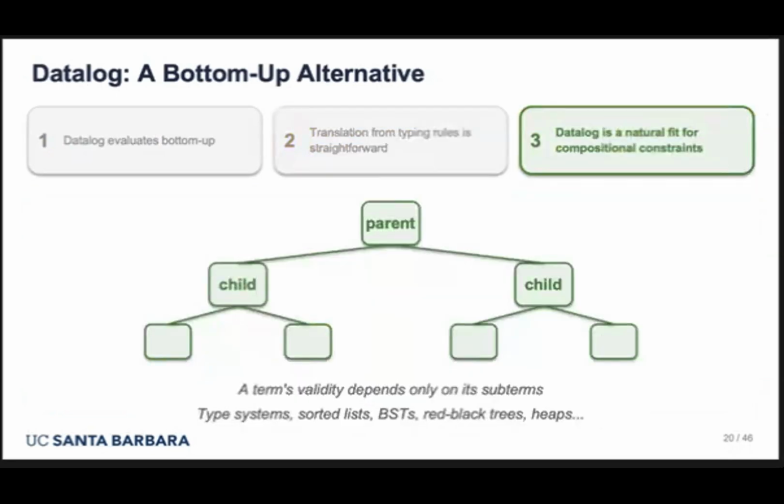And the last thing we said is that it's a good fit for compositional constraints. And that's just because a term's validity only depends on its subterms' validity. And so this makes it a really good fit for things like type systems, which is what we're talking about, but also for other things like lists or BSTs or other structures that have that same compositionality.